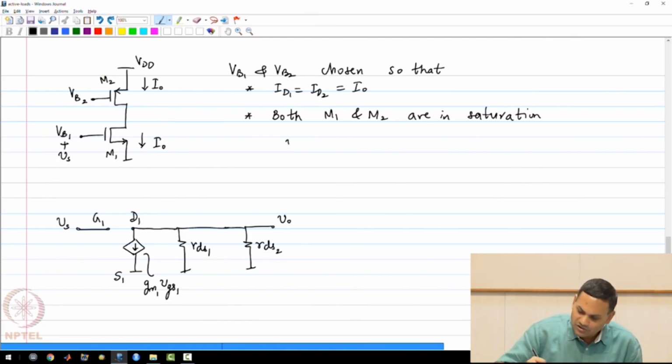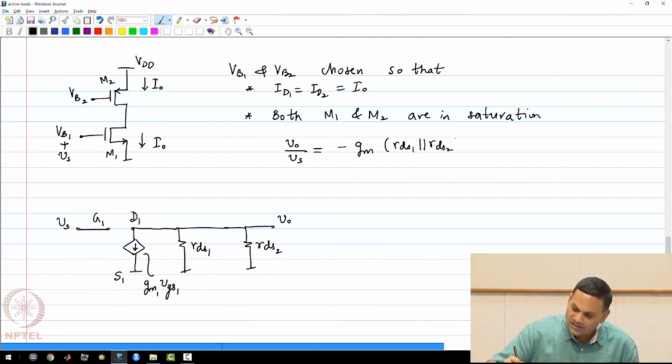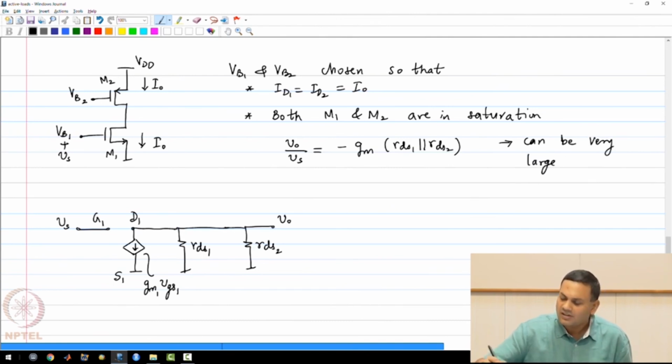Now you can write the expression for VO by Vs. This is nothing but minus GM into RDS1 parallel RDS2. So now this can be very, very large. And in fact, this is only around half of the intrinsic gain of the transistor. This can be much larger than GM times R, because the value of RDS is normally much larger than the value of R.